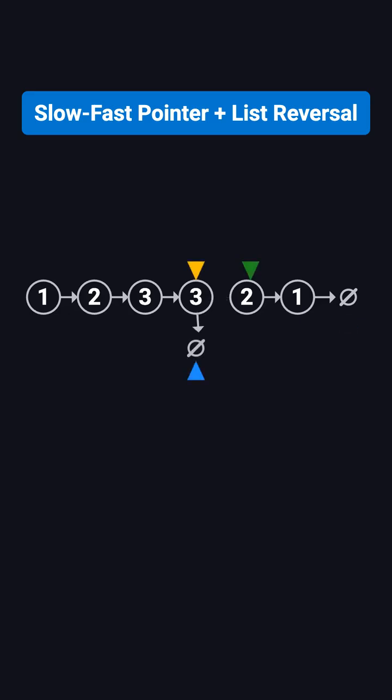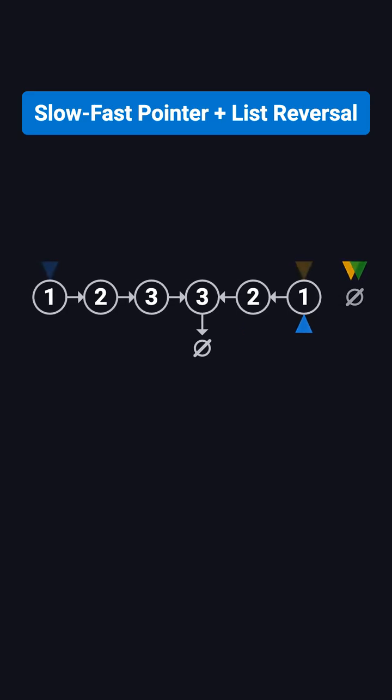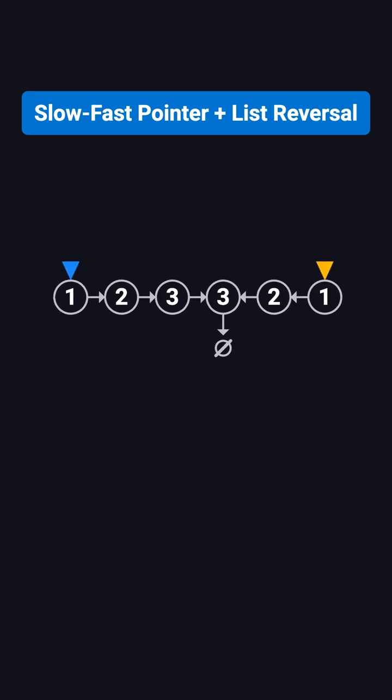Step 2, reverse the second half of the list. So the part 3, 2, 1 becomes 1, 2, 3. Step 3, compare the two halves, node by node. The first half is 1, 2, 3. The second half is also 1, 2, 3. They match perfectly, so this list is a palindrome.